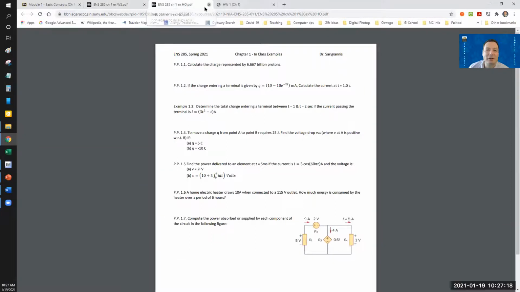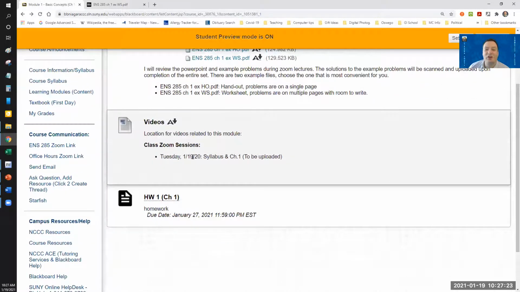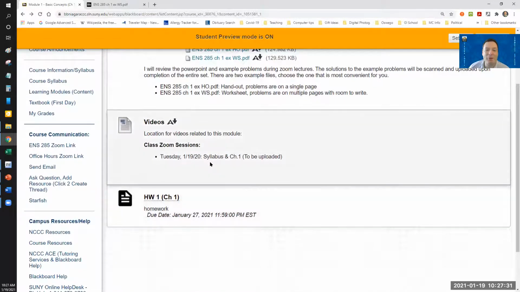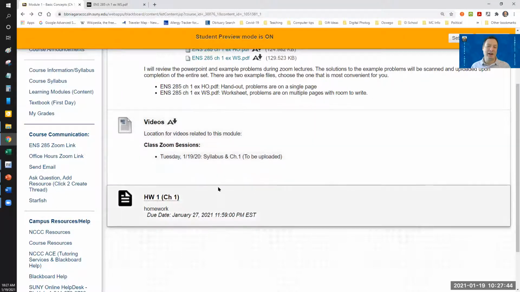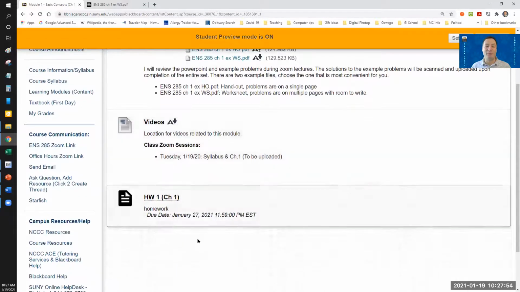Let's see, close that, and then videos. So I'll post the videos related to the module here. And typically they're posted by the end of the day, sometimes the next day. I have to download them from the Zoom account and upload them to YouTube because I think Zoom has limited storage. Well, it's supposed to. And then I'll typically put the homework in here. If there's a quiz for the module, I'll put it at the bottom.